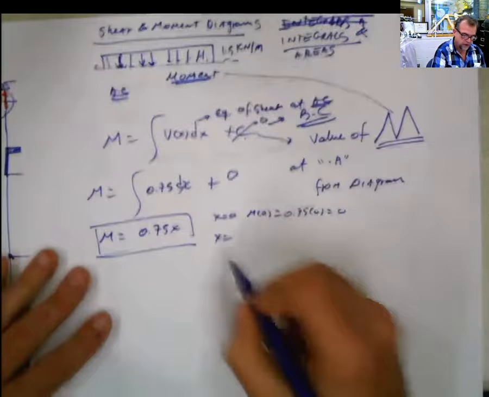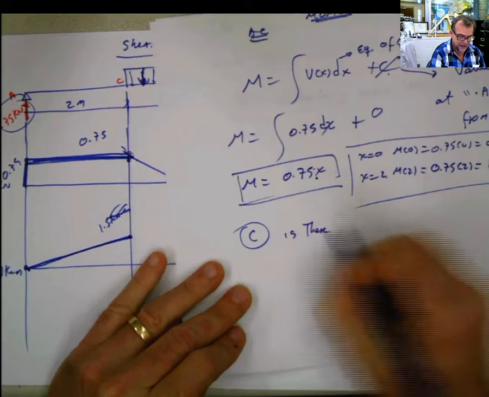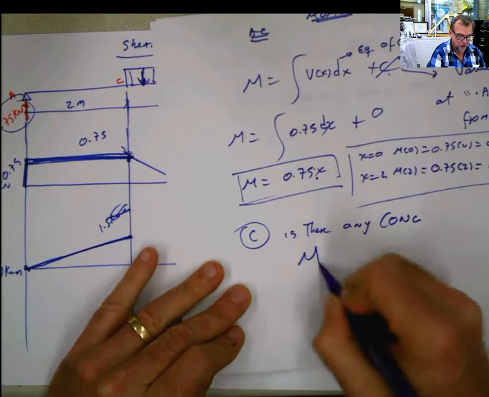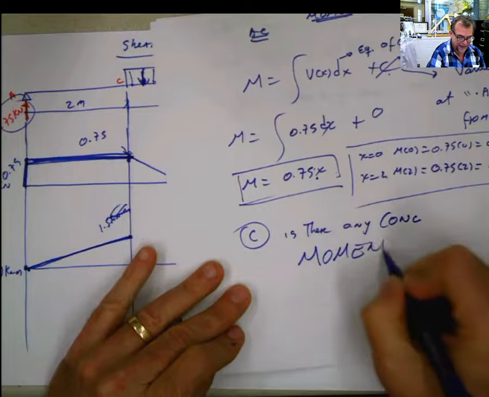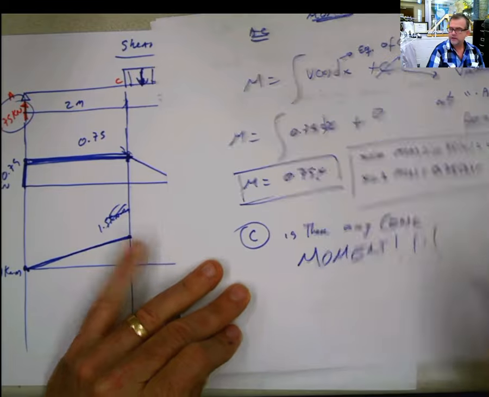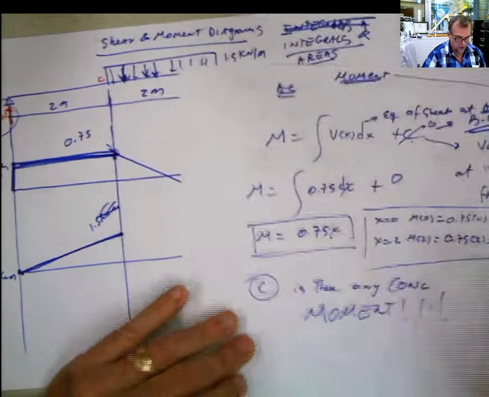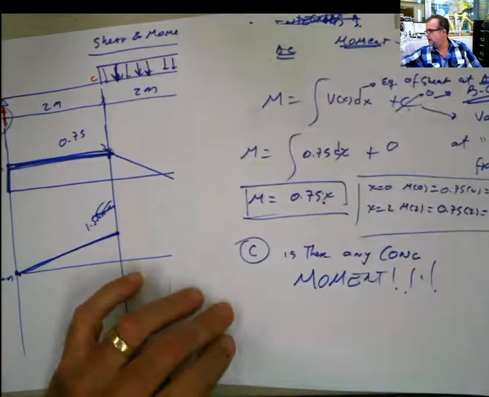Point, span, point. And then you ask yourself a question: do I have any concentrated force at the point C? No. And I don't care, because this is not the question that I have to ask. I'm reading moments. So the question is, is there any concentrated moment at the point C? No. Keep going.